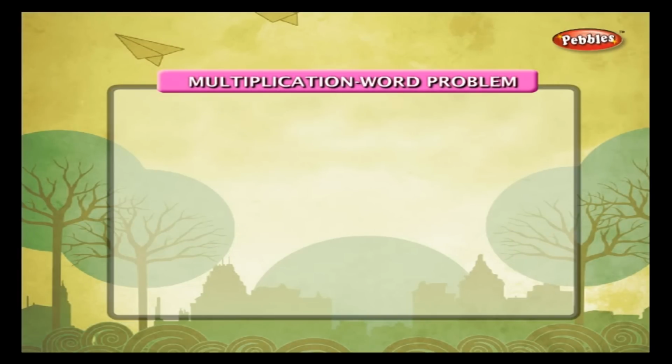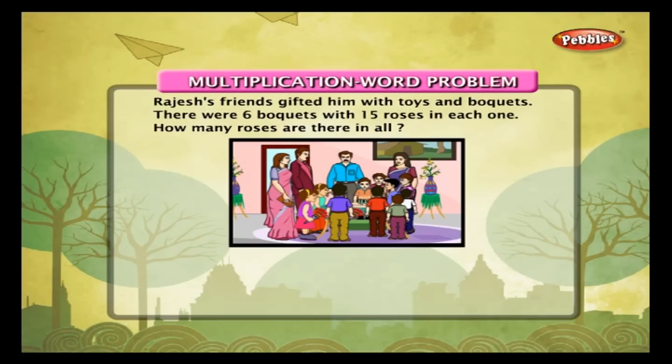Problem 2. Rajesh's friend gifted him with toys and bouquets. There were 6 bouquets with 15 roses in each one. How many roses are there in all?